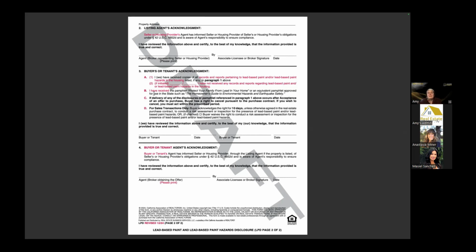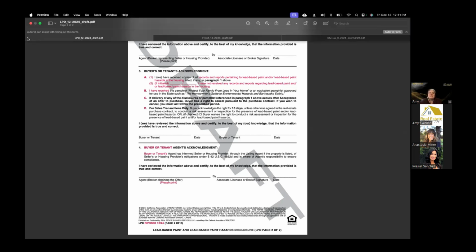Any questions about the changes on that lead-based paint form? Again, these are all really minor changes so far.